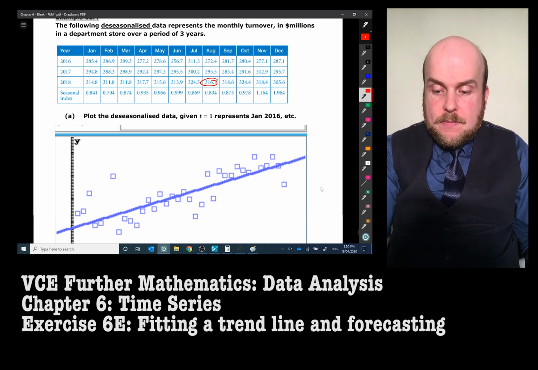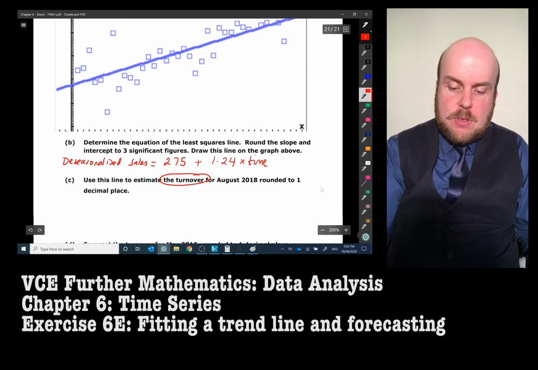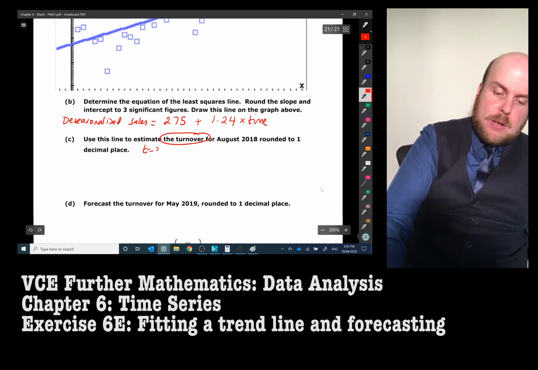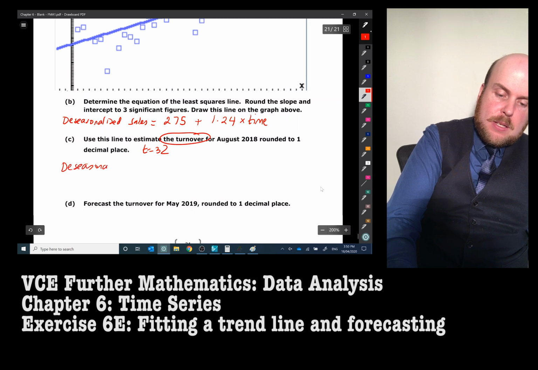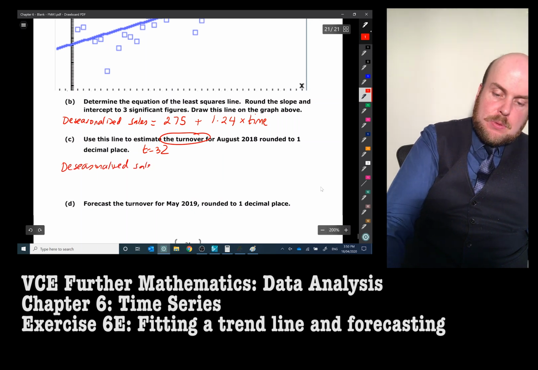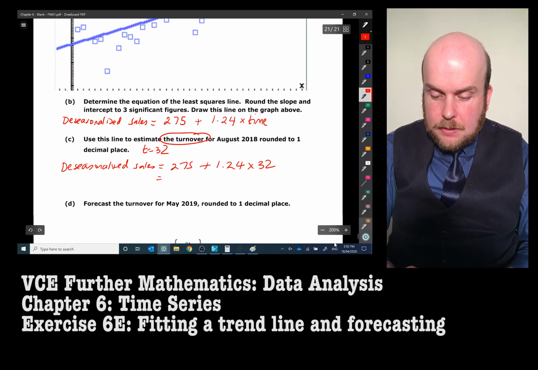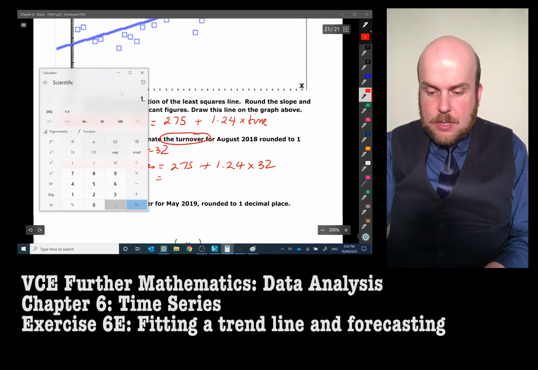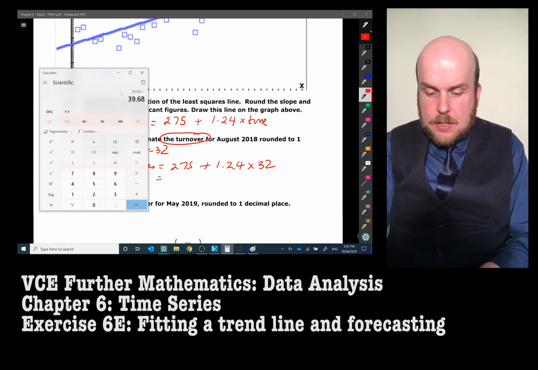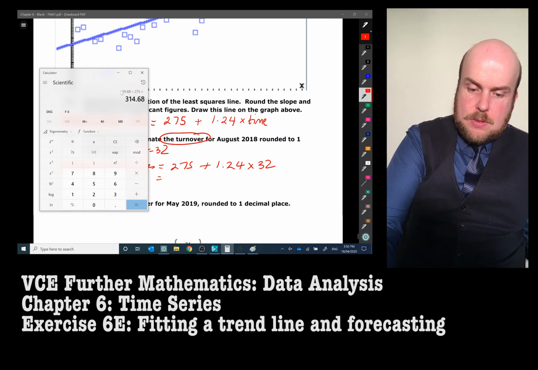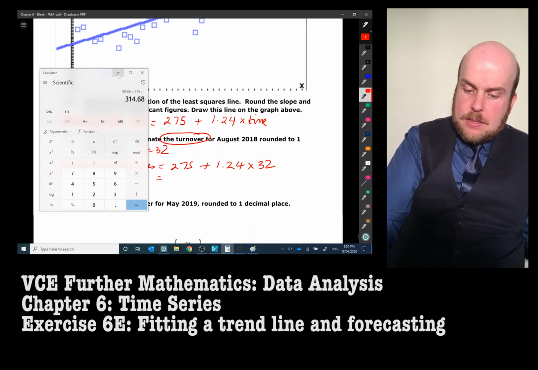So that's at 12, 24, 32, 33, 34. Yeah, so that's going to be T equals 32. So the deseasonalized sales will be equal to 275 plus 1.24 times 32, which gets you 1.24 times 32 plus 275 is $314.68.